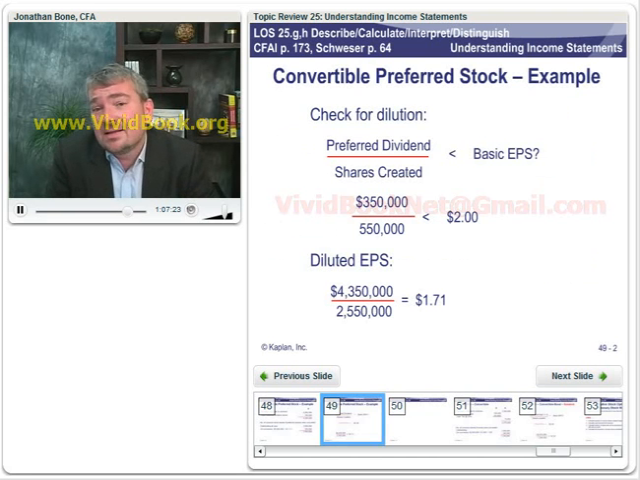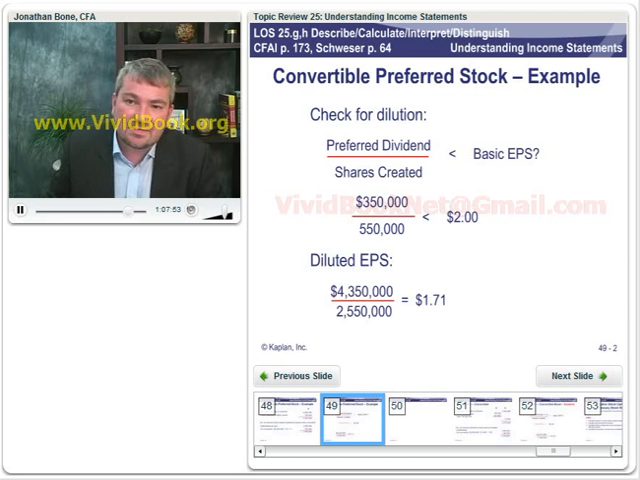Now, in class, normally at this point, someone will say, why did I bother checking for dilution? I can see that $1.71 is clearly lower than $2. It must have been dilutive. Yes, but we've only got one dilutive security in this example. Imagine a question in the exam when you've got a number of potentially dilutive securities. If you jump to the end calculation, it may be lower than basic EPS, but you could accidentally include an anti-dilutive security. So you do need to go through the process of checking each dilutive security against basic EPS if you have more than one dilutive security or potentially dilutive security in the exam.